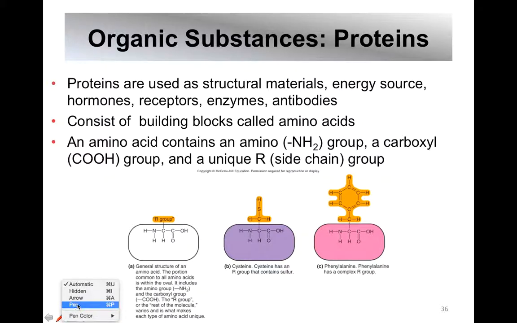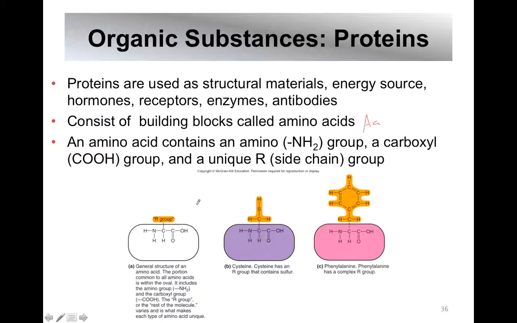I'm going to abbreviate amino acids as capital A, lowercase a. Amino acids each have an amino group, which is an NH2 group, a carboxyl group, COOH group, and then whatever unique side chain makes each amino acid different. There's 26 amino acids in nature, and humans use 20 of them.